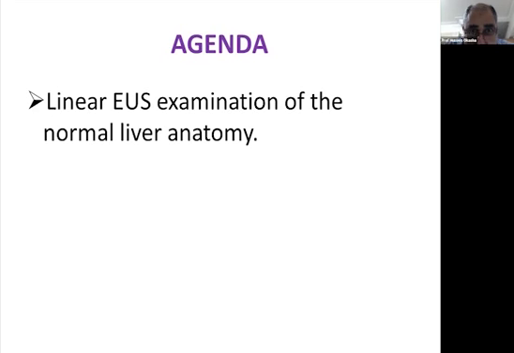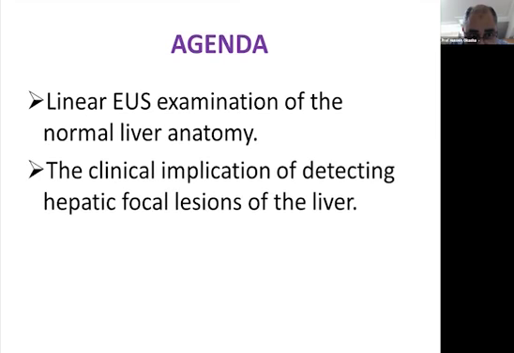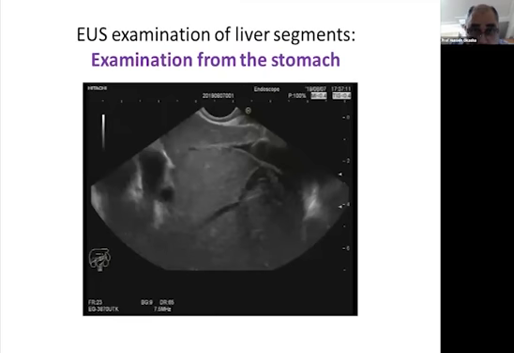So my agenda today will be divided into two parts. The first one is how to do linear EUS examination and how to examine the normal liver anatomy. And the second one will be the clinical implications of detecting hepatic focal lesions of the liver. I will try to do it as simply as possible.